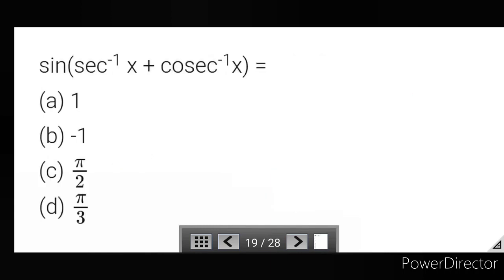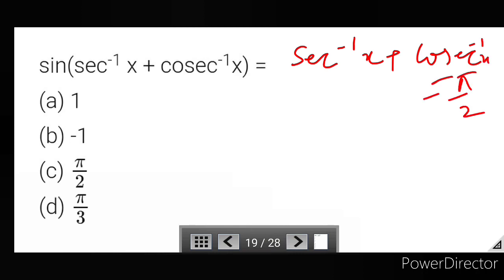Next question, sine of secant inverse x plus cosecant inverse x is equal to. According to properties of inverse trigonometric functions, secant inverse x plus cosecant inverse x is equal to pi by 2. So sine of pi by 2 is equal to 1. So A is right option.